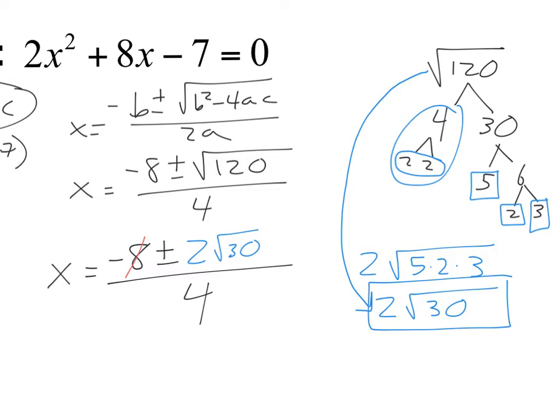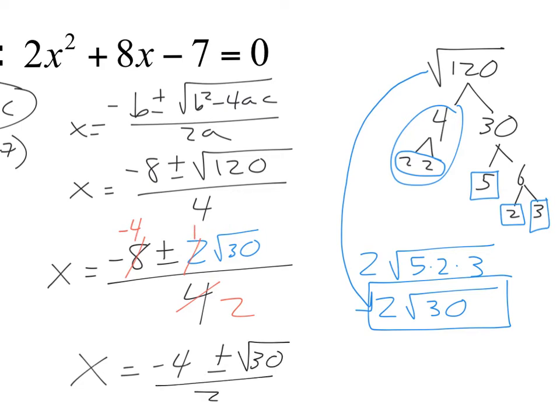So let's take a 2 out of here. That'd give me negative 4. Take a 2 out of here, just give me 1. Take a 2 out of here, give me 2. So we write it. I got x equals negative 4 plus or minus. I don't really need to put the 1 there because it's just a 1 times the square root of 30. So I'm just going to put square root 30 and then all over 2.